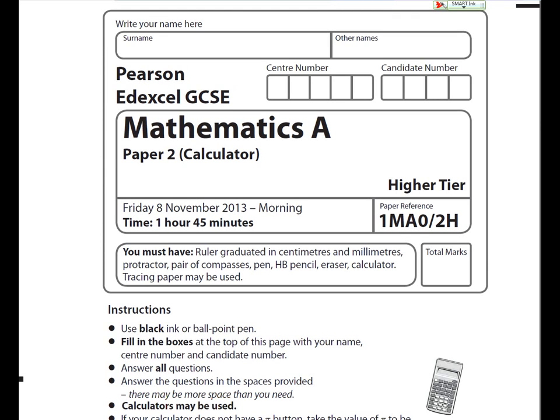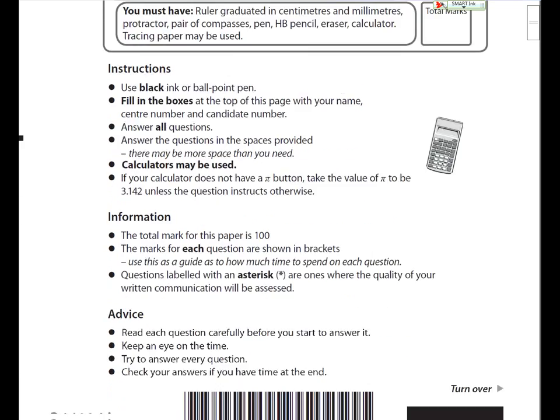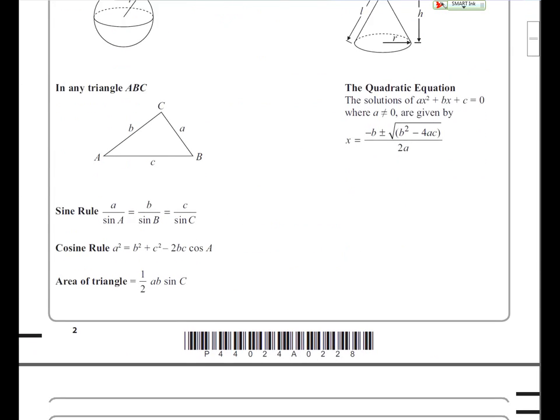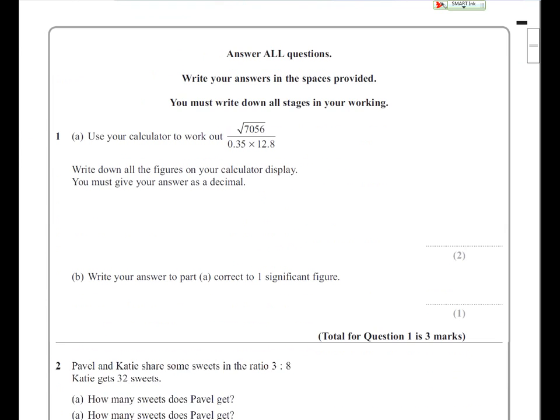We're going to work through a past Edexcel GCSE Mathematics paper. It's paper 2, which means the calculator paper, from November 2013. So let's move on. Question 1.